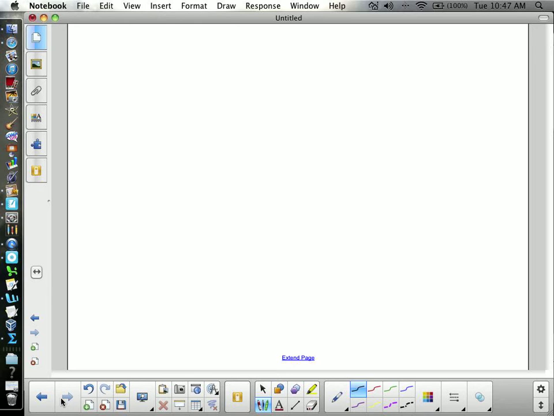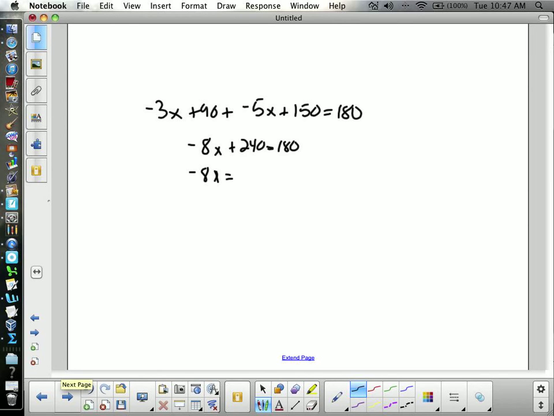16, angle A and B are supplementary. What does that mean? They add up to 180. So find x. Again, no picture, but we don't need a picture. Negative 3x plus 90 plus negative 5x plus 150 is 180. So it's negative 8x plus 240 is 180. So negative 8x equals negative 60.